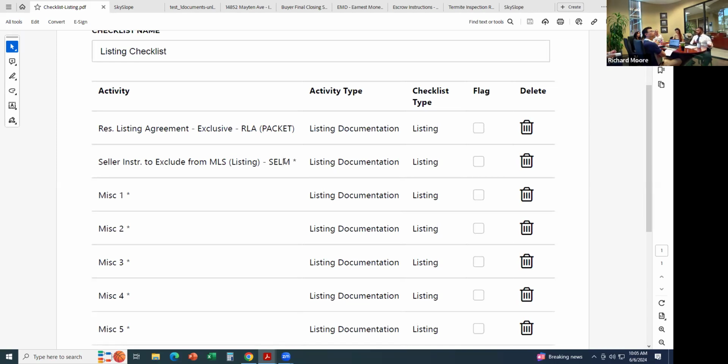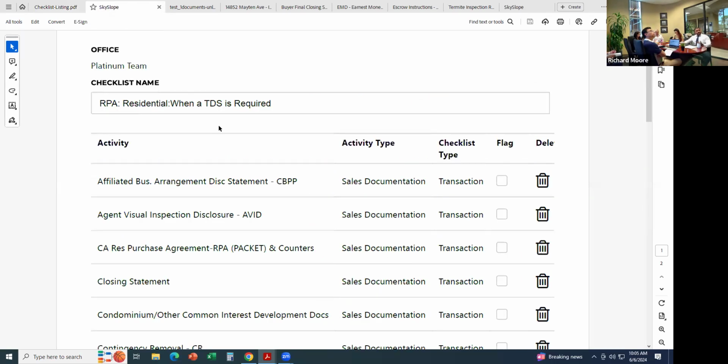When you accept an offer, after you have this listing, you're going to go into a transaction. So now we pull up the transaction checklist. And if you notice, this transaction checklist says residential when a TDS is required. So there's a couple different transaction checklists that we have: the one when a TDS is required and one when the TDS is not required. And the difference between those is, first of all, a couple of forms. Most of the checklist is the same, and I'll show you the other one in a second.